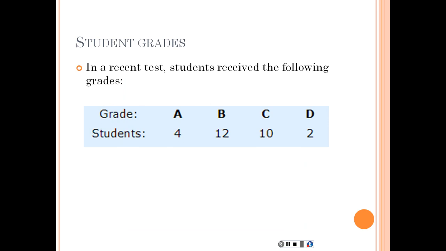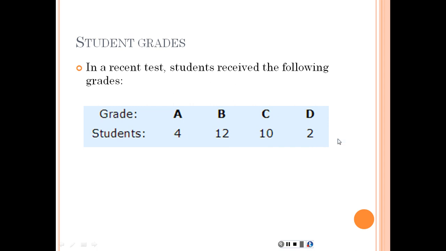Let's look at this example here for student grades. Let's say that in a recent test, students received the following grades. 4 students received an A on this particular test, 12 students received a B, 10 students received a C, and 2 students received a D.